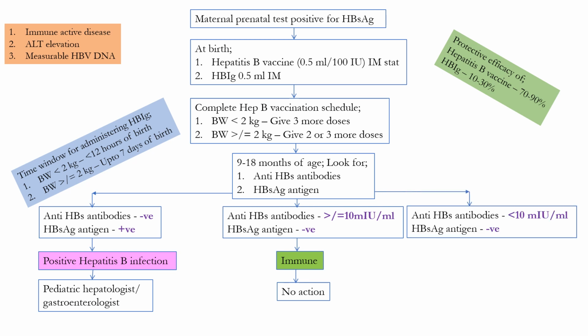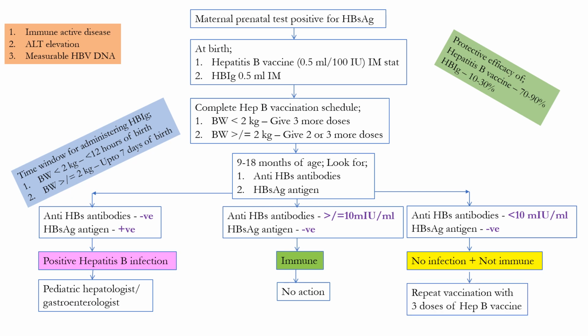In case, however, anti-HBs antibodies are negative, that is they are less than 10 milli-international units per ml, and HBsAg antigen is also negative, this implies a suboptimal response to vaccination, the child is neither infected nor is he immune at the same time. So you need to re-immunize the child with hepatitis B vaccine.